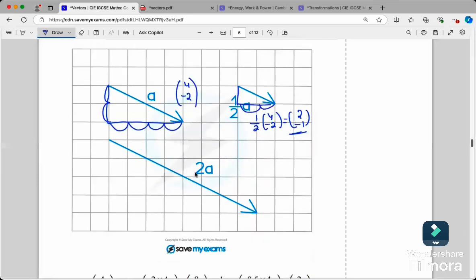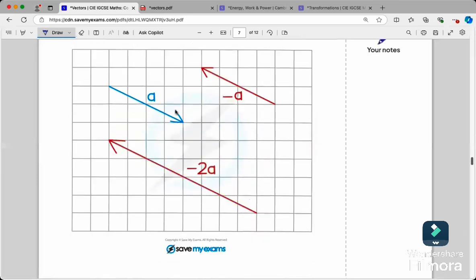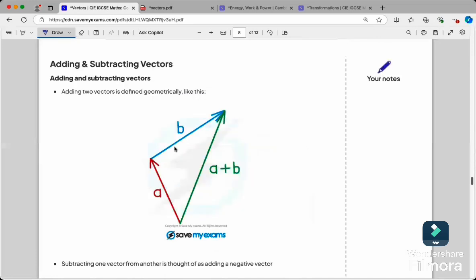We can even multiply by 2, half, anything. Look at the direction, this direction and its opposite direction. So it is -a, and it is double now, so -2a.